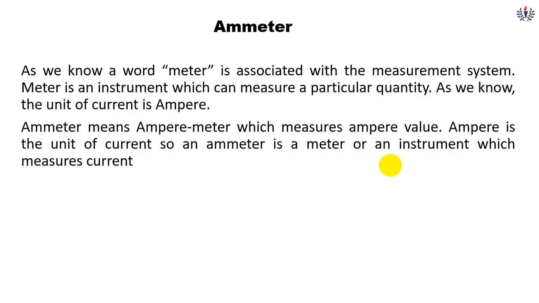So generally, what is a meter? As we know, a meter is associated with a measurement system, a meter which can measure a particular quantity. As we know, the unit of current is ampere, so it is nothing but an ampere meter. In short, we have named it as a meter. So in general, we can finally come to a conclusion: an ammeter is a device which is used to measure the current flow in a circuit.